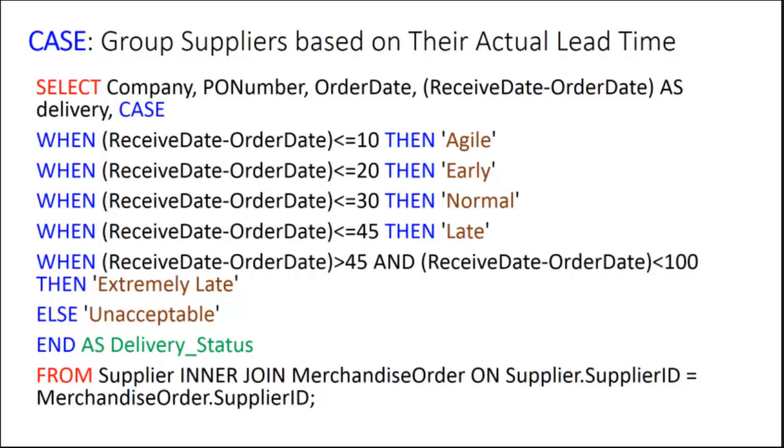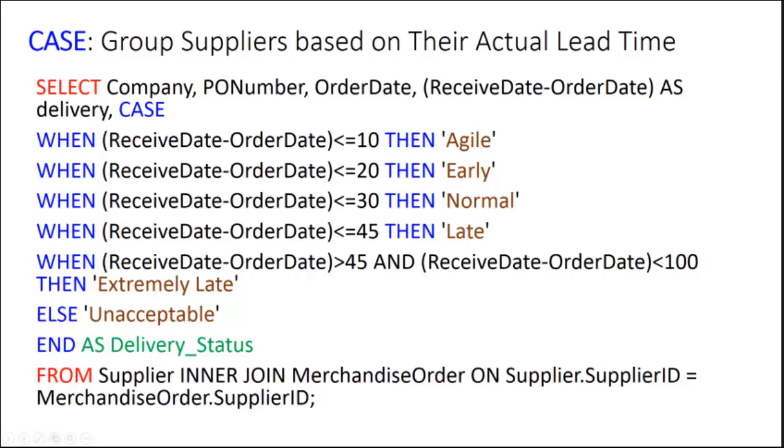In a second example, we can do calculations and even use logical statements in the case function. In this case, we're going to look at delivery time of suppliers, which is the difference of receive date and order date. We'll look at all records and then use the case function. So we start with the difference of receive date, order date. If it's less than or equal to 10, then return agile. If that's less than or equal to 20 days, then early. Less than or equal to 30 days, then normal. Less than or equal to 45, then late.